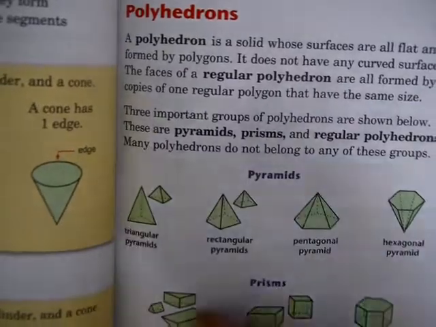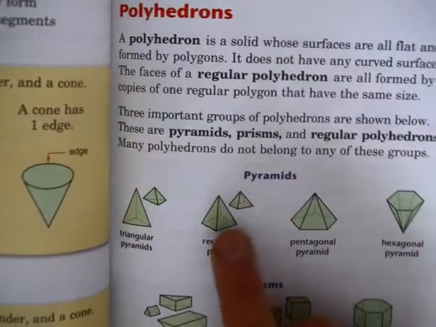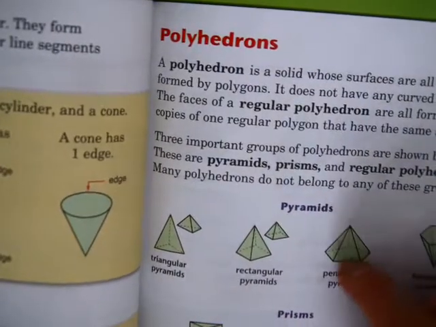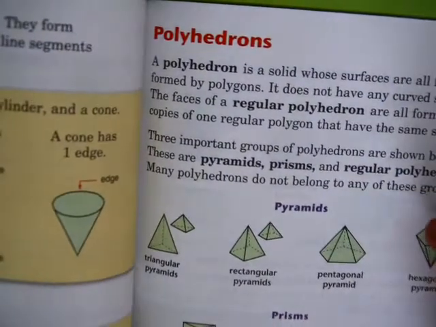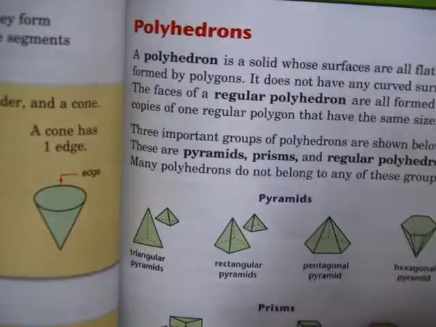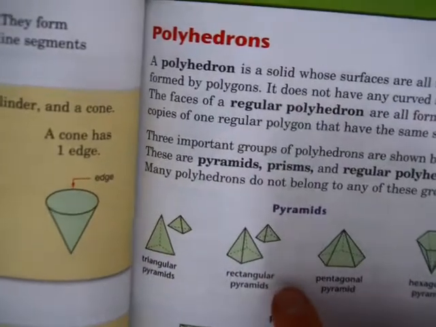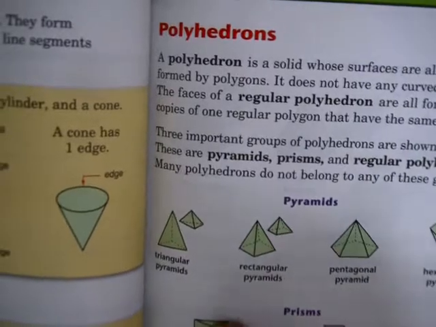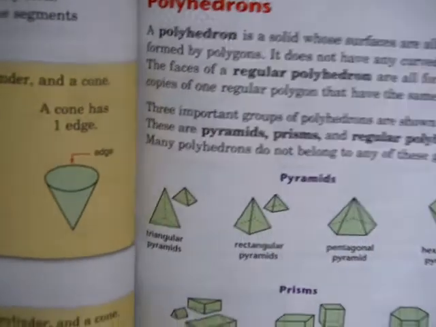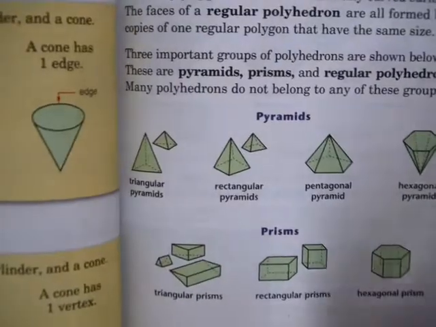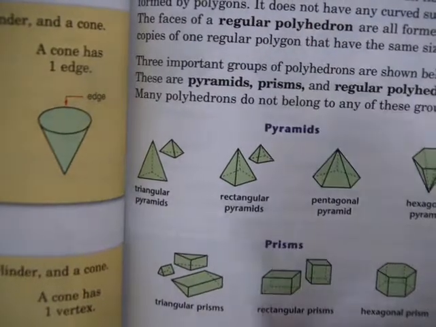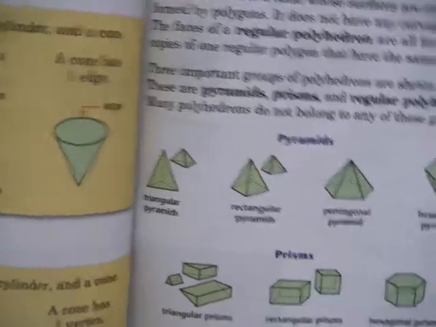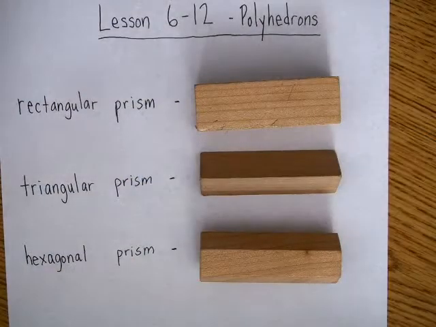So these are some examples of polyhedrons, and you can see that the faces are different shapes, different polygons that students would know. For example, in this rectangular pyramid, the face is going to be a triangle. In the prisms, the faces are going to be rectangles. And then there are some other regular polyhedrons where the faces are all the same shape. So you can kind of see that there.